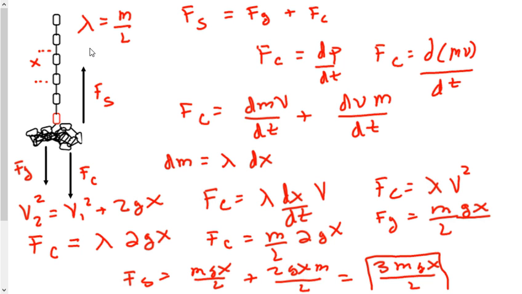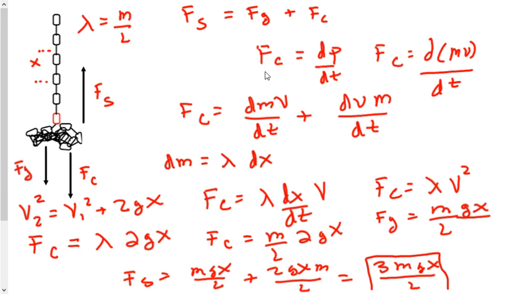Lambda will be used for this, and what's lambda equal to? It's equal to the mass per length of the chain. I call that the linear density. That'll be needed because we need a differential expression, dm, as the chain falls through a distance dx. So the force of the surface is going to equal force of gravity plus the force of the chain. That's just Newton's third law. But what's the force of the chain equal to?